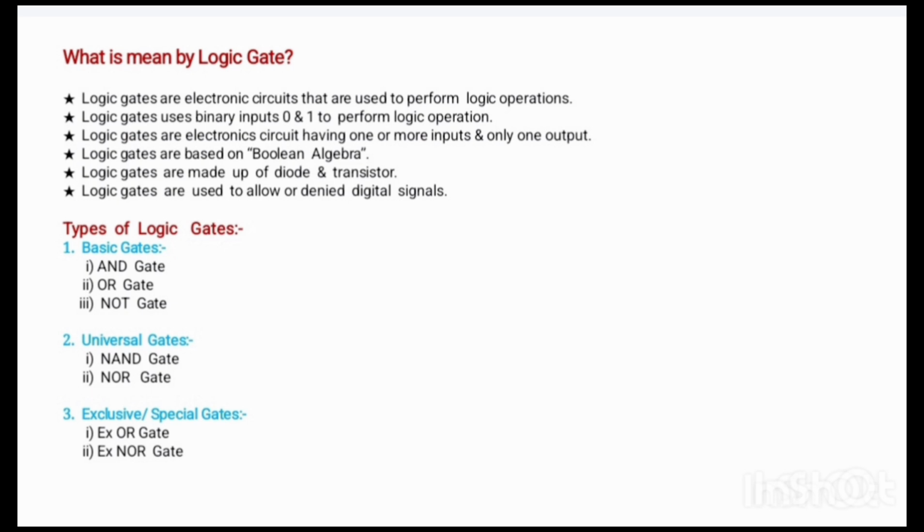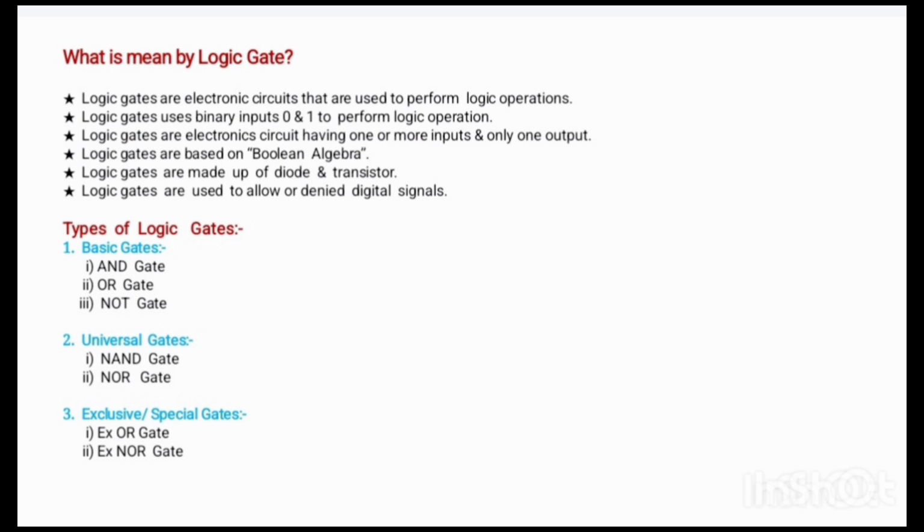Now we will discuss a brief introduction about logic gates. What is meant by a logic gate? Logic gates are electronic circuits that are used to perform logic operations by using two binary inputs, 0 and 1. Logic gates are electronic circuits having one or more inputs and only one output. Logic gates are based on Boolean algebra. Logic gates are made up of diodes and transistors. Logic gates are used to allow or deny a digital signal.